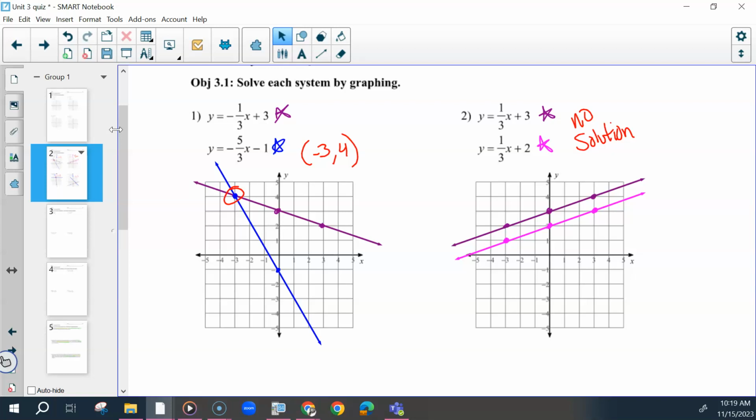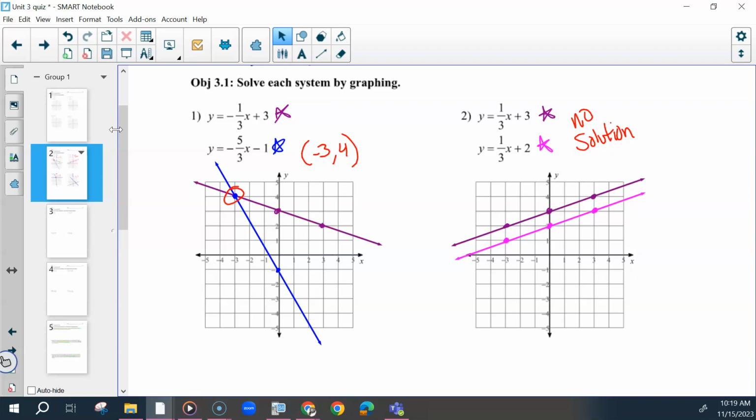That's why we got points in that. So each line was worth 1 point, and your solution was worth 1 point. So each of these were worth 3 points. Did you graph your lines correctly? Did you get the correct ordered pair? So this one, the solution was -3, 4.